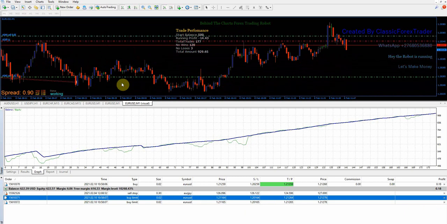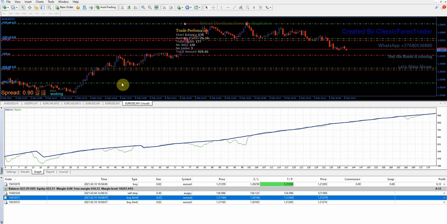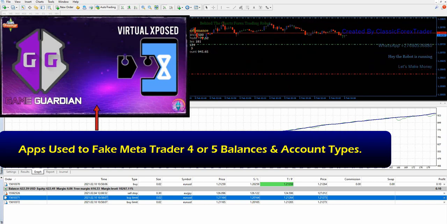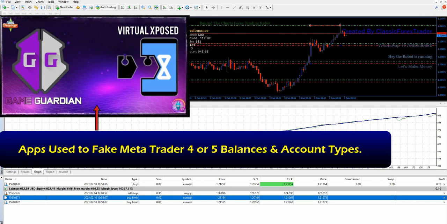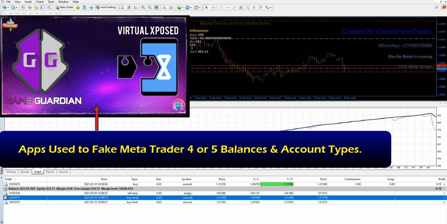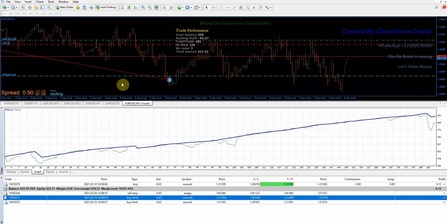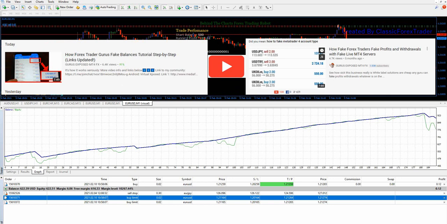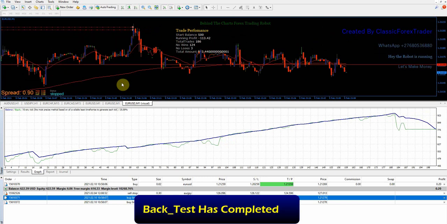Now guys, let me tell you a secret that very few traders know. There are different ways of how you can fake MetaTrader 4 or 5 balances and account types using readily available apps like Virtual Exposed and Game Guardian. I know this type of info deserves a video on itself, but some YouTubers have already showed a tutorial on how to go about it. Mr. Classic Trader is a major suspect of using this trick to convince many of his buyers. Be warned.